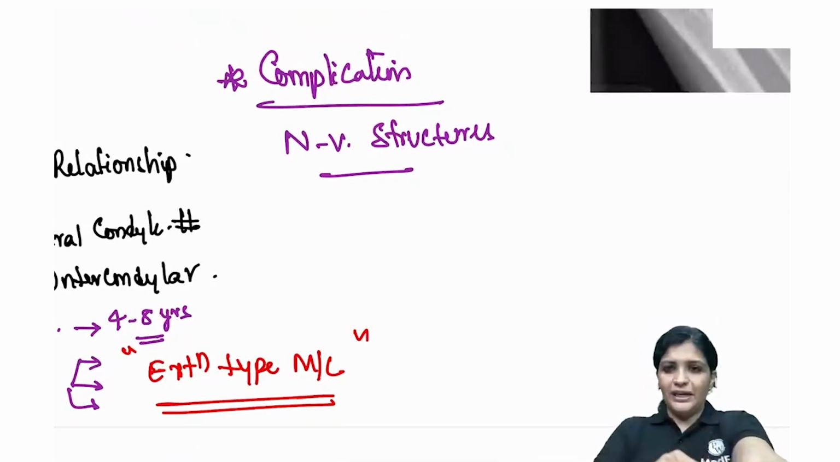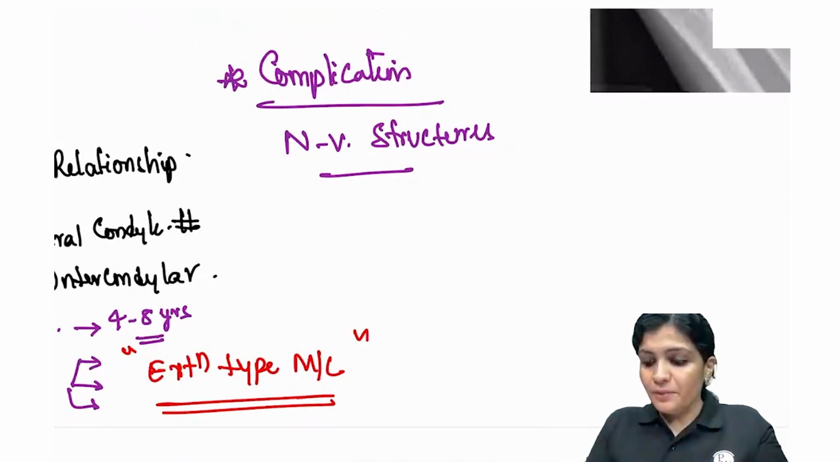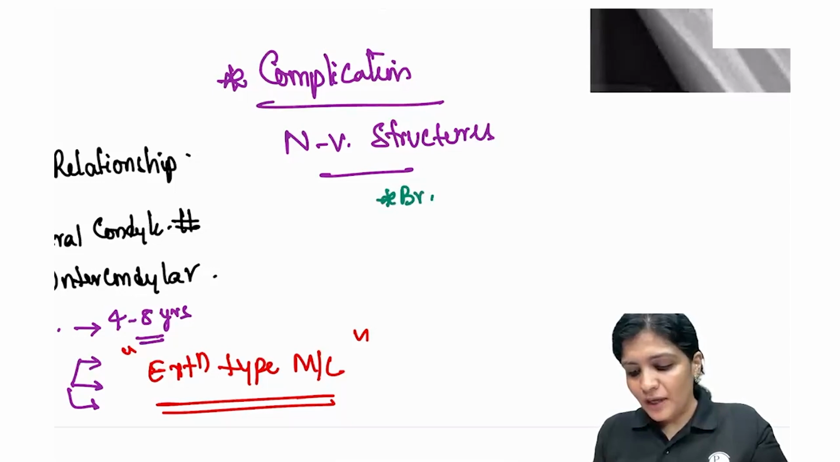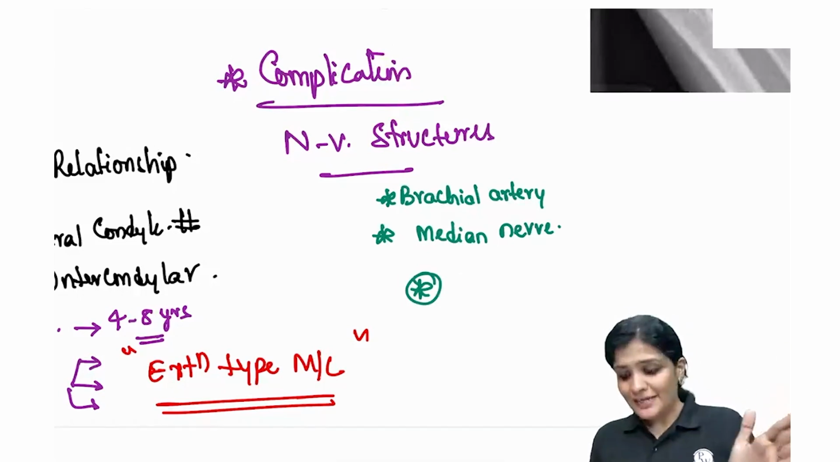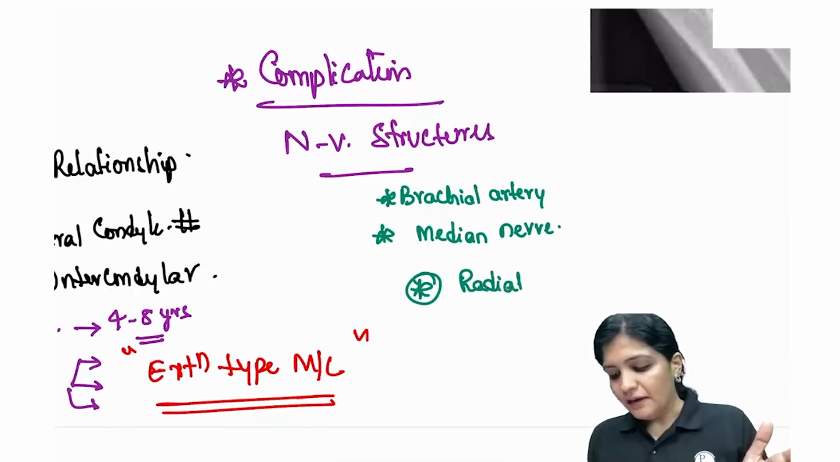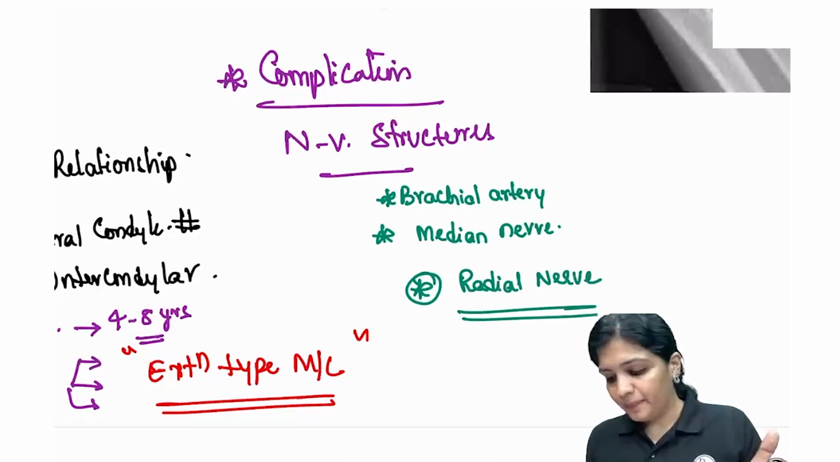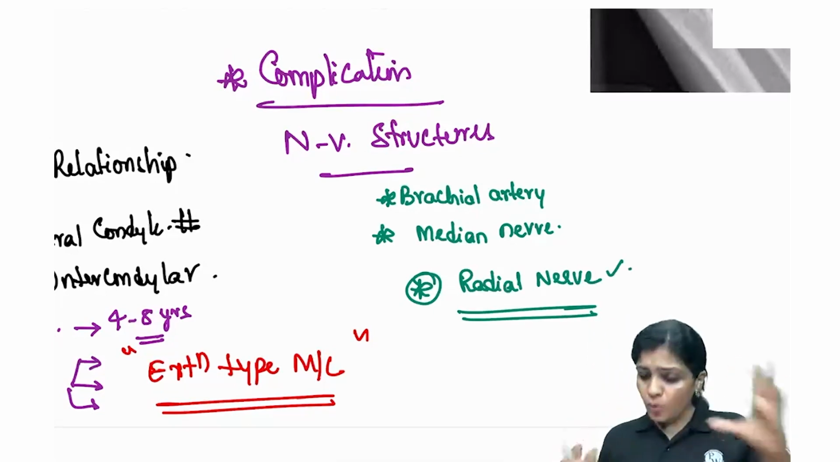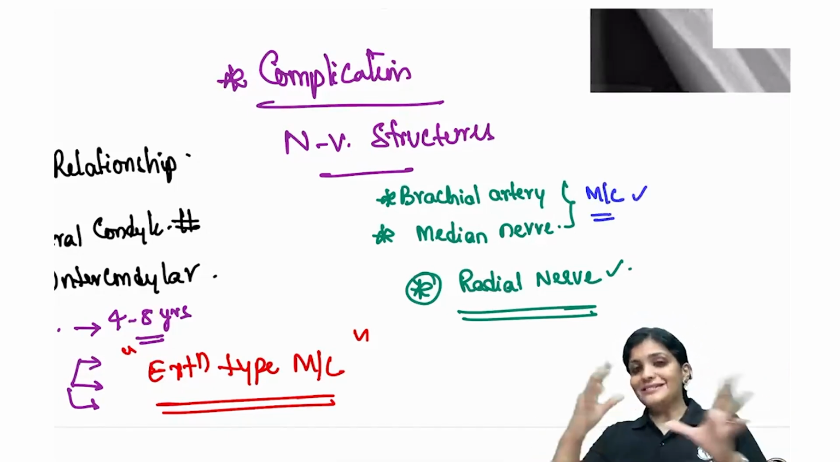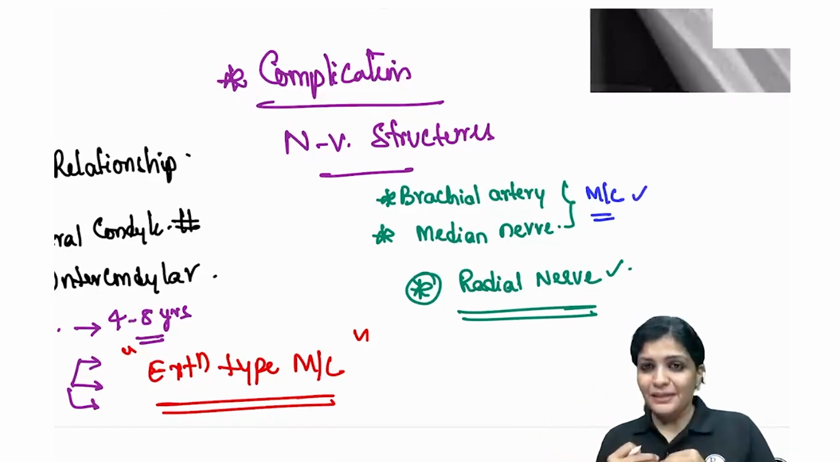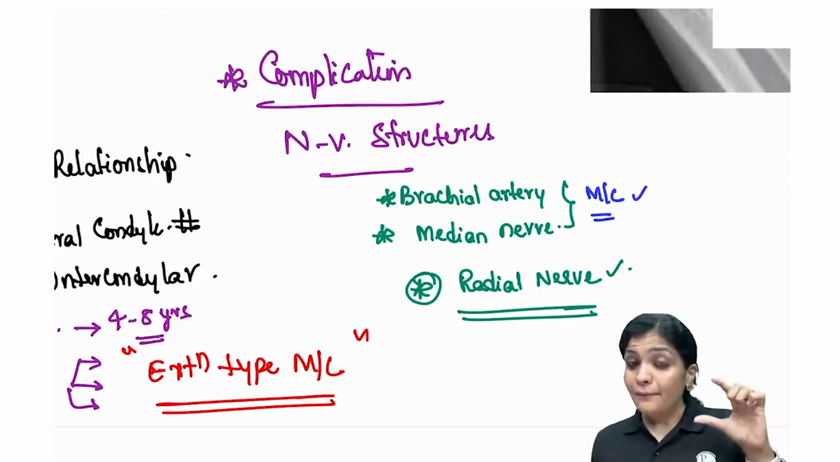So if you see the front of the elbow, there are 2 important structures. What are the 2 important structures you have to remember? The first one is your brachial artery and the second one is your median nerve. The brachial artery and the median nerve are the 2 important structures, but whenever it goes to the lateral side, there is damage to the radial nerve as well, right? So the most common are these 2, but if the displacement is onto the lateral side, so the posterolateral aspect is involved, then it can also damage the radial nerve.